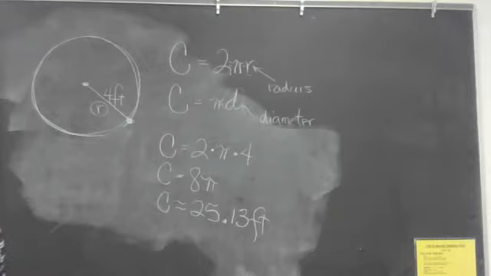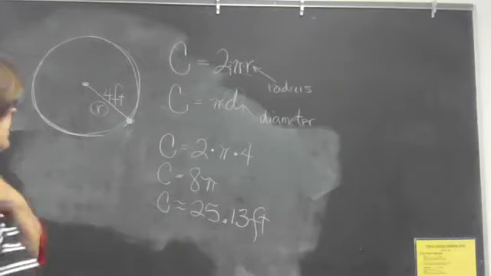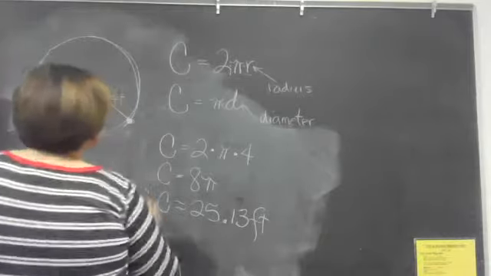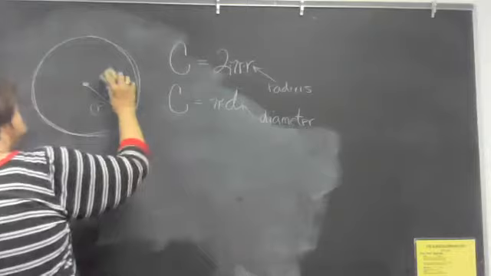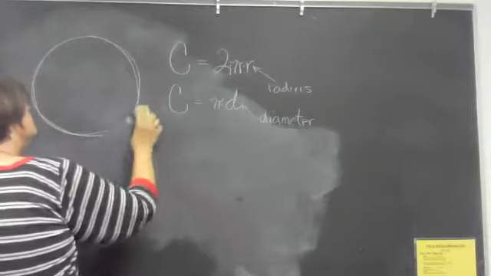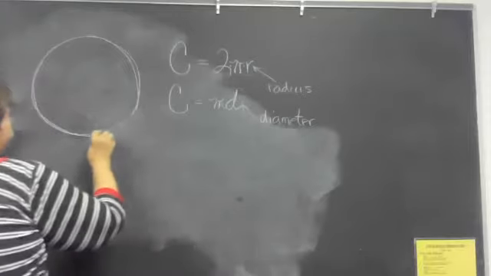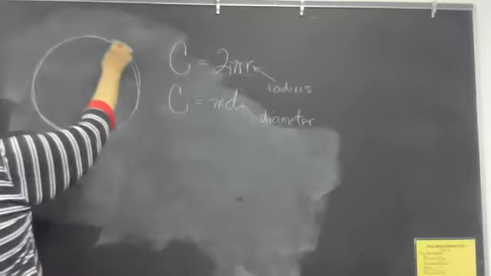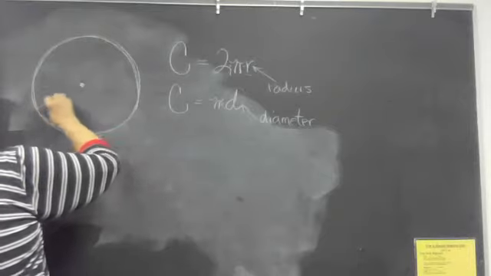Any questions about circumference? We'll do one more on circumference, and then I want to move to finding area. So circumference again, let's make a different problem here. Circumference, if it says I want to find the distance around the circle, and they give me this information right here.